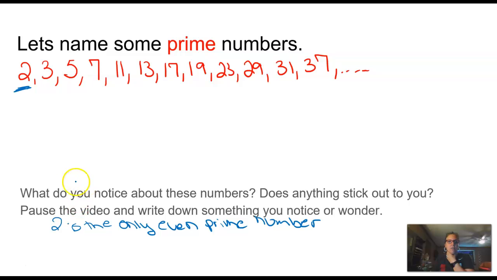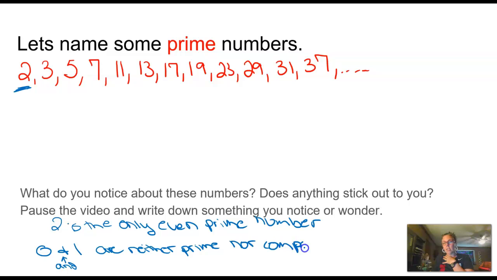Do you think there's a reason 1 and 0 are not on here? Well, there is, because 0 and 1, that's an and sign, that means and, 0 and 1 are neither prime nor composite, which we'll talk about here in a minute. And whatever else you had written down.